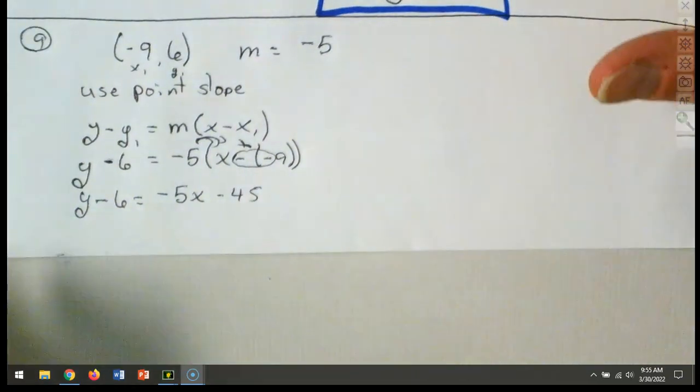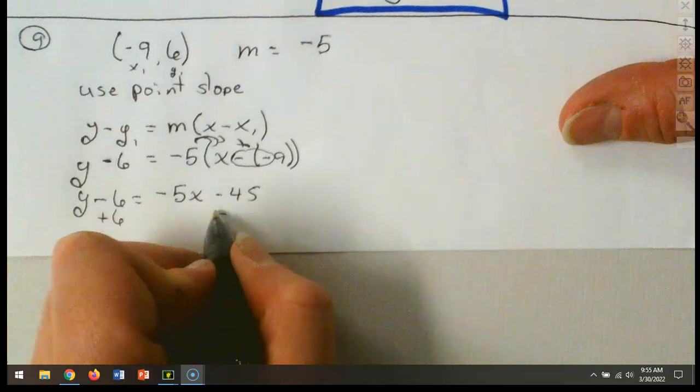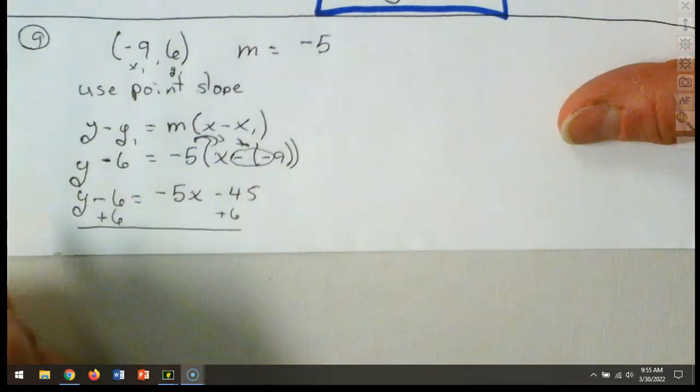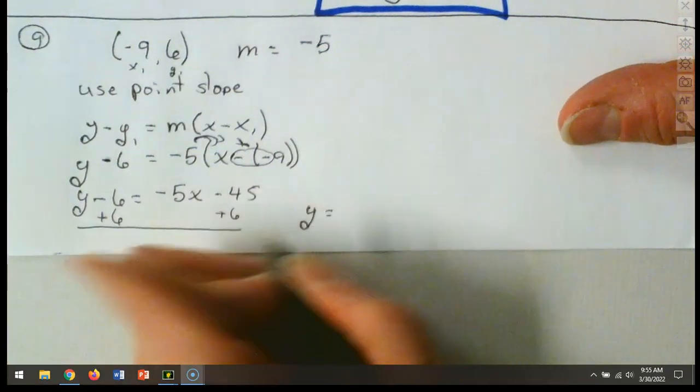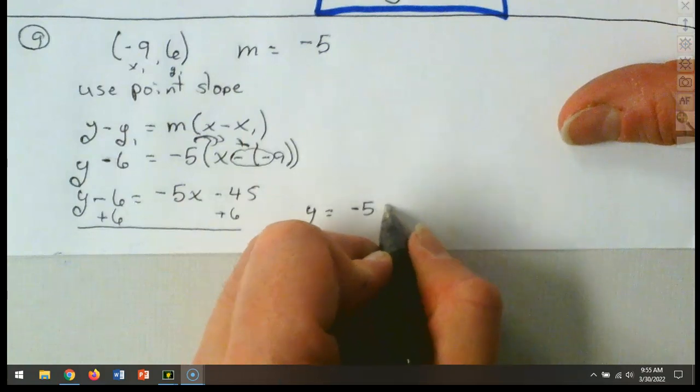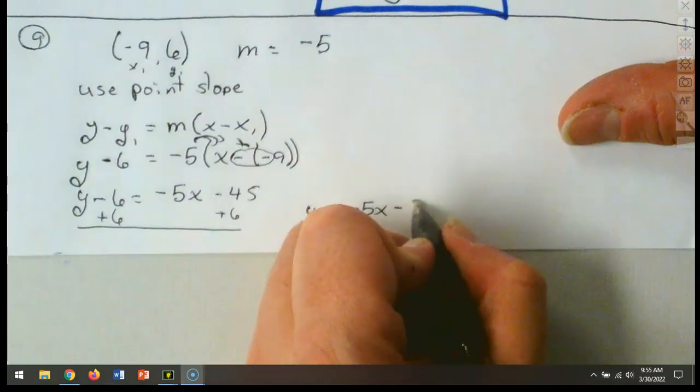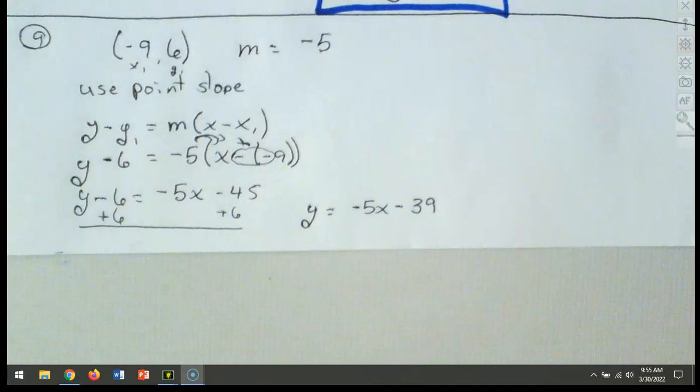Go ahead and get it in slope-intercept, so add that 6 over. And now we've got y equals negative 5x minus, looks like, 39. And then we also want to get that in standard form. Let's make sure I didn't make a sign error there because I worked it so quickly. Yep, everything looks right. That's in slope-intercept.